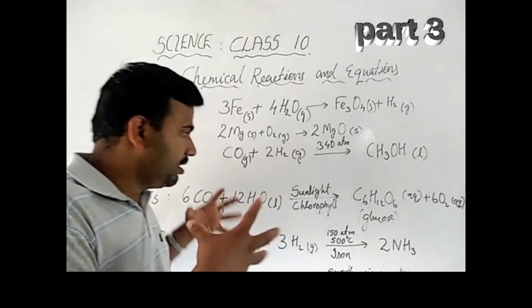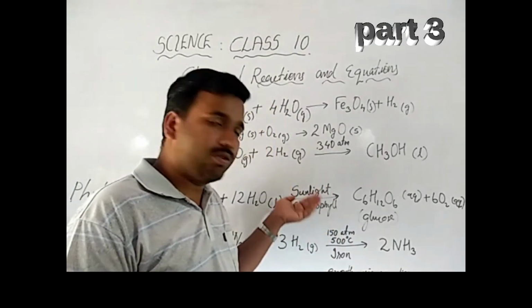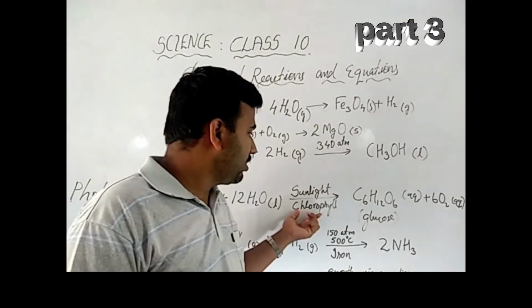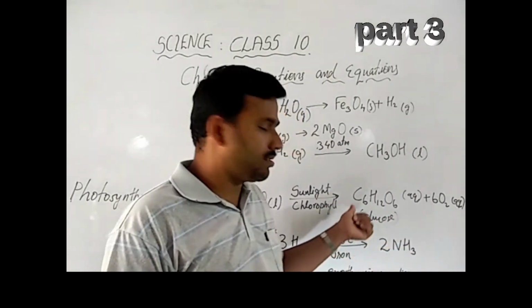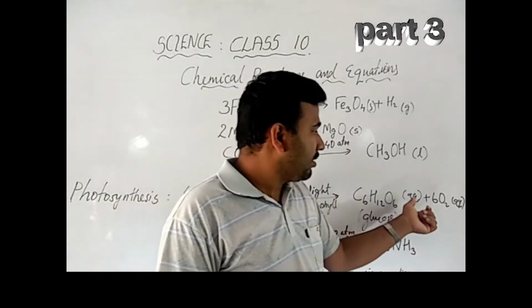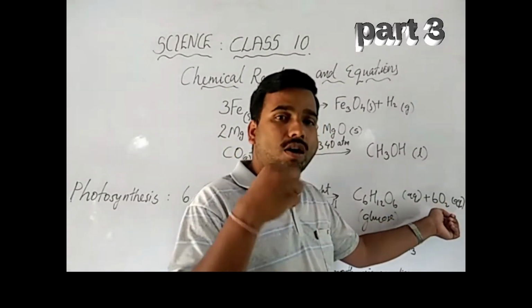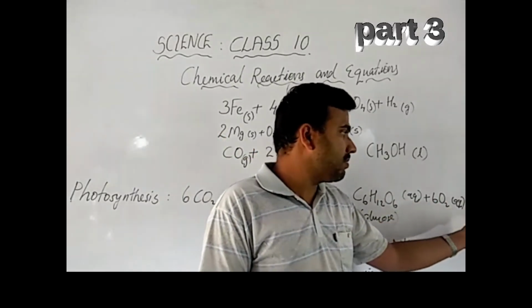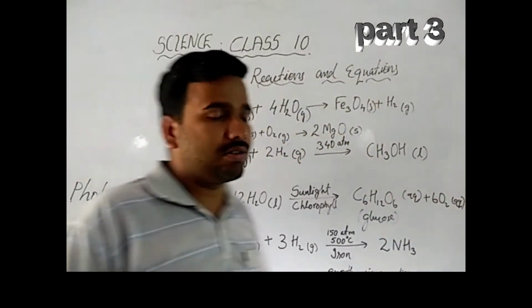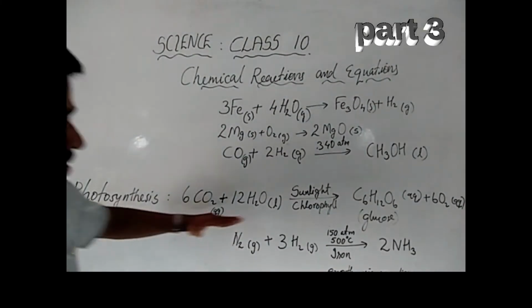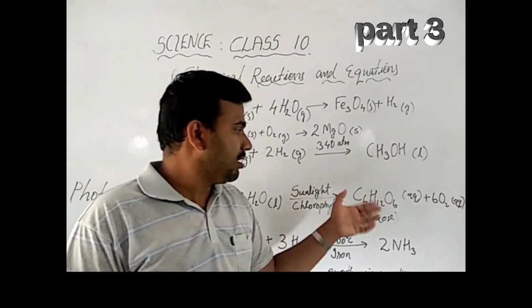In the liquid state, these two combine in the presence of sunlight, using the sunlight energy, in chlorophyll. As a result, the glucose or the starch that is produced will be in aqueous form, plus oxygen gas that is released, plus water vapor or water that will be in liquid state.